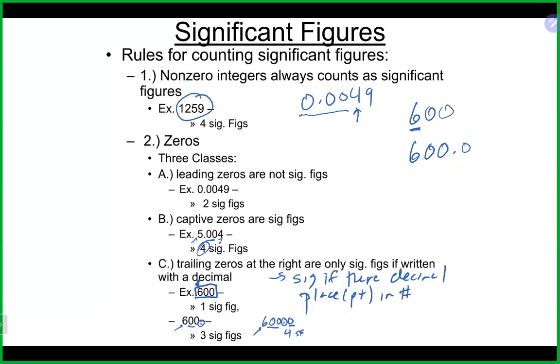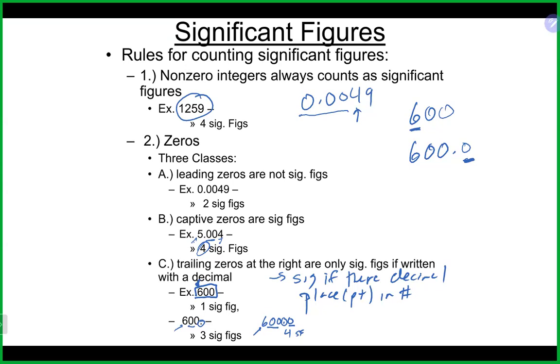The uncertain digit in the second number here is the last 0. And that is saying, I think it's 600, but maybe it's like 600.1 or maybe it's like 599.9, right? So that's a much, much better measurement. If that was a measurement, there's a lot less room for error.